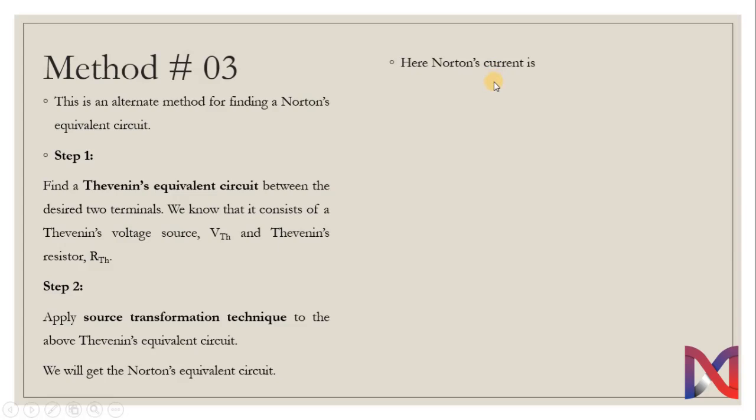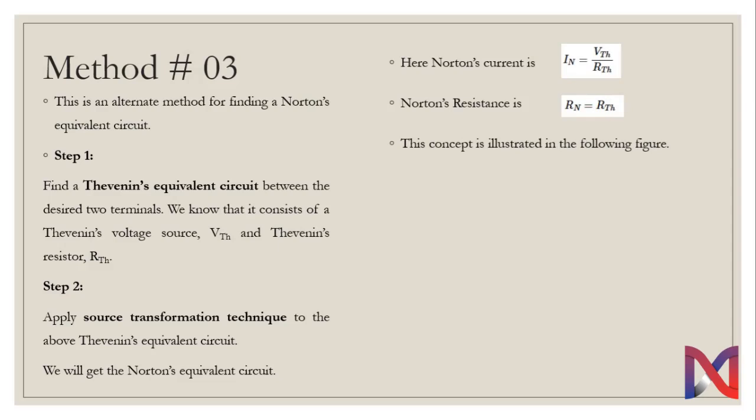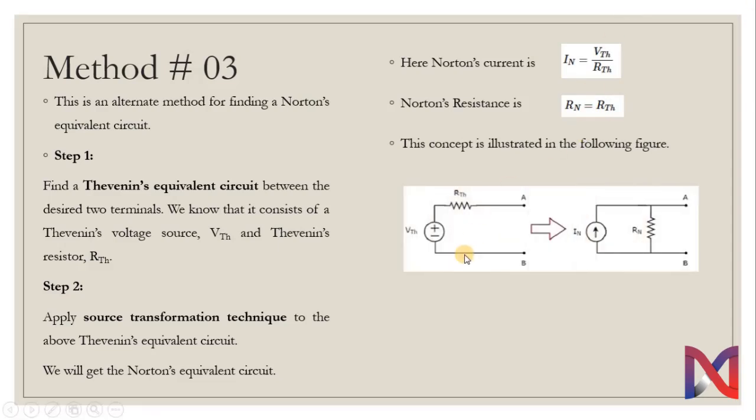Therefore, the Norton current IN is equal to V Thevenin divided by R Thevenin. The Norton resistance RN is equal to R Thevenin. It has been discussed that the Thevenin resistance is exactly the same as the Norton resistance and vice versa. This concept is illustrated in the following figure.